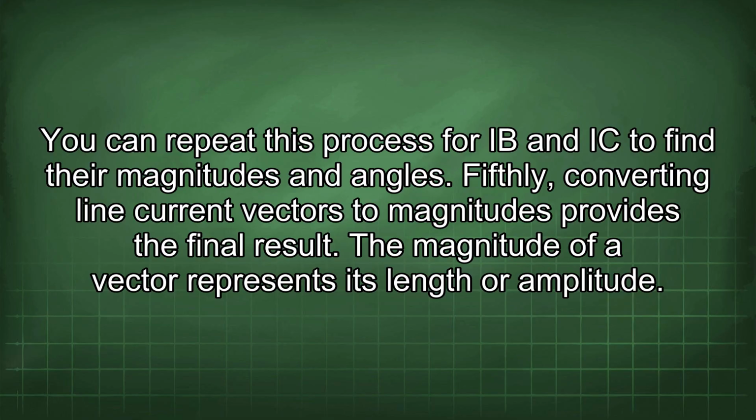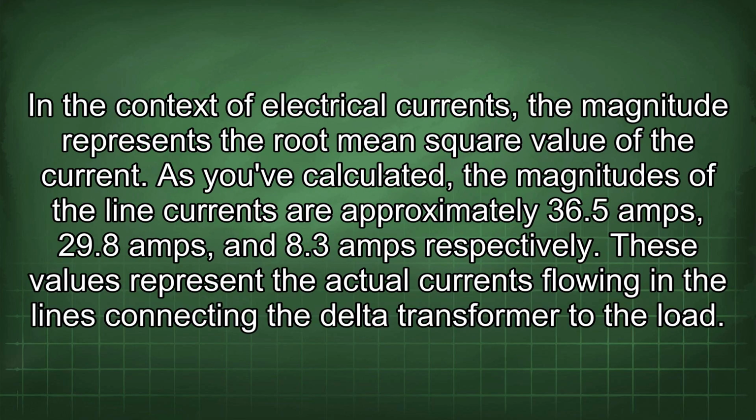Fifthly, converting line current vectors to magnitudes provides the final result. The magnitude of a vector represents its length or amplitude. In the context of electrical currents, the magnitude represents the root mean square value of the current. As you've calculated, the magnitudes of the line currents are approximately 36.5 amps, 29.8 amps, and 8.3 amps respectively. These values represent the actual currents flowing in the lines connecting the delta transformer to the load.